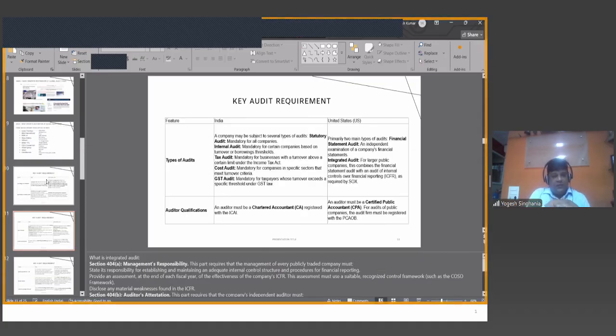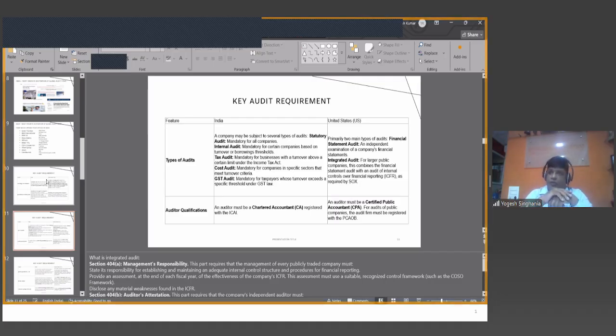Types of audit: we have different types of audit, which include tax audit, GST audit, cost audit, as well as statutory audit, which we call mainly for the Companies Act. In the US, mostly for public companies, there are integrated audits, which are regulated by PCAOB and SEC, and there are non-integrated audits for private companies, which are regulated by AICPA.